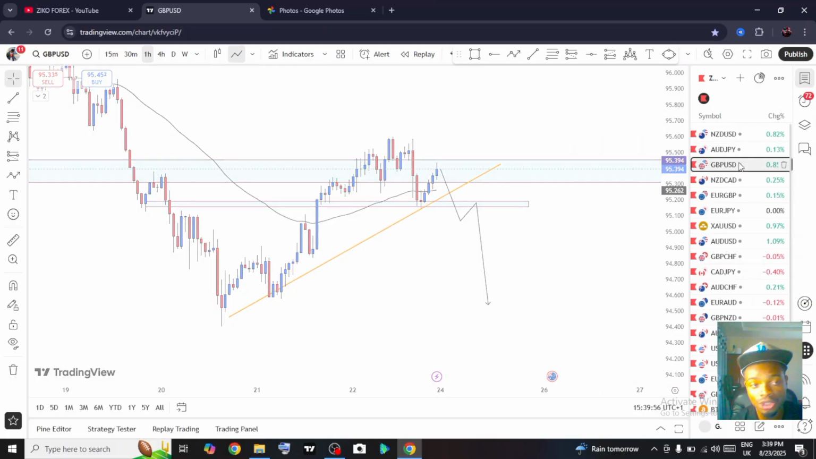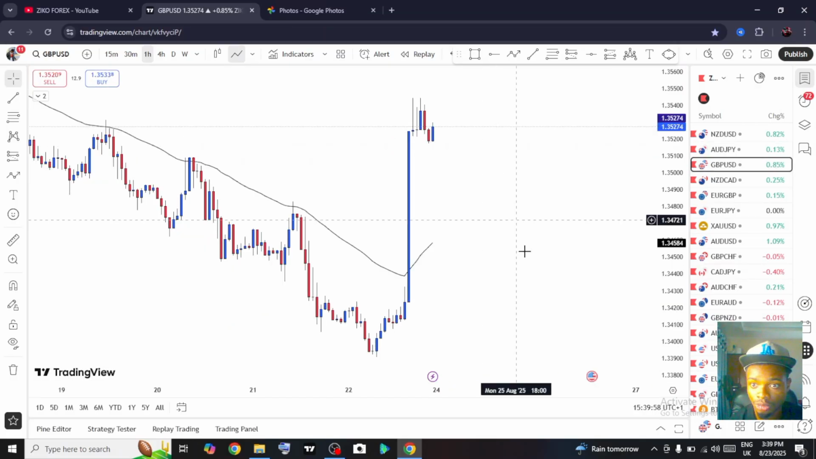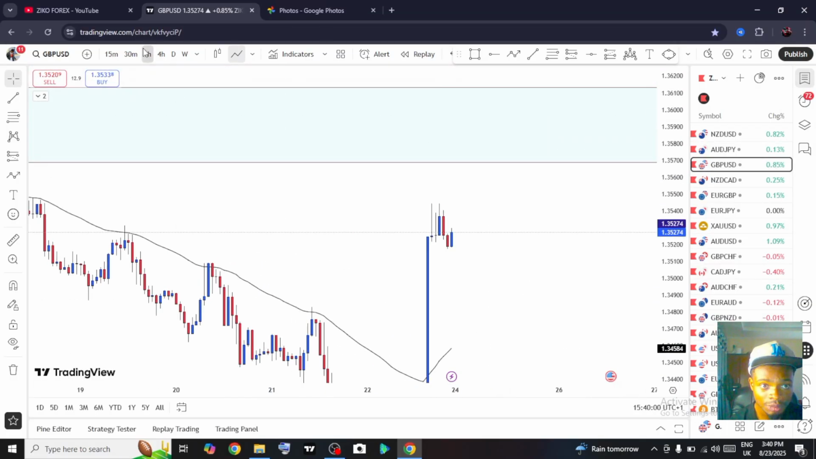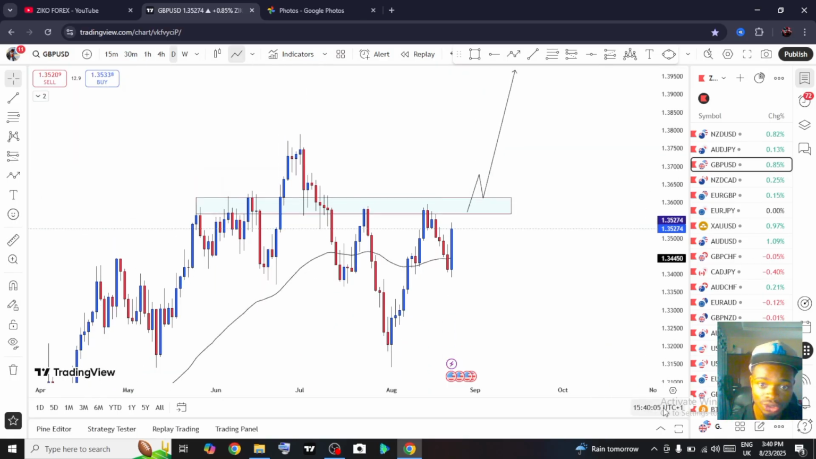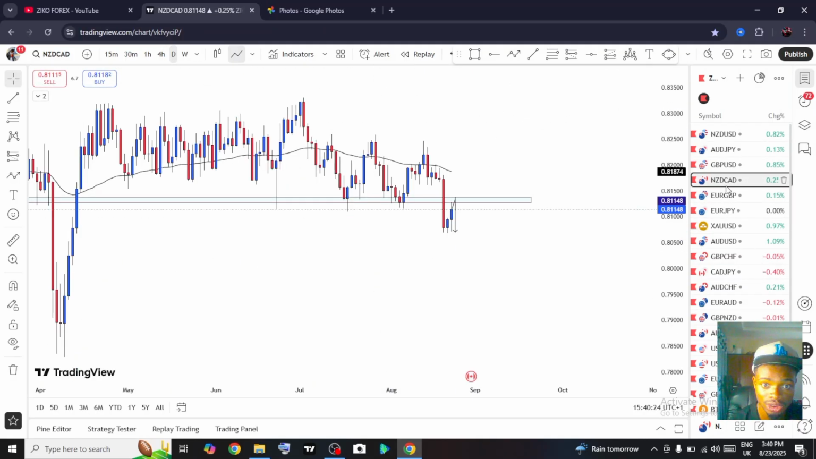We also have GBPUSD for this week. That is the third pair for the week. On GBPUSD, I can't really see much analysis, but what I'm looking to see is a break and retest above this minor support and resistance area on the daily time frame. If we get that break and retest, then I'm interested in buying GBPUSD.